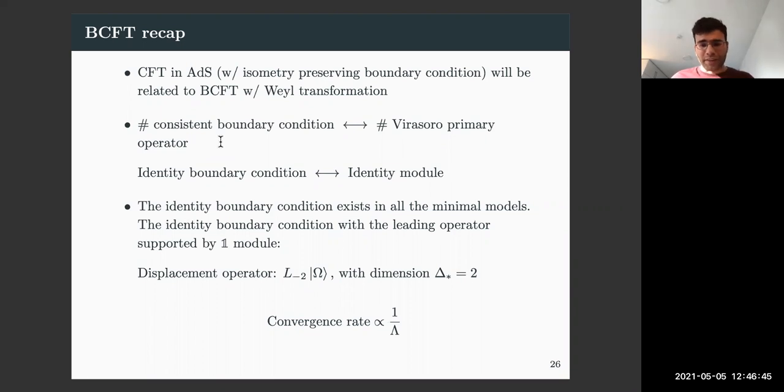The first operator that shows up on the boundary is L_{-2}, the displacement operator, and its dimension is delta star equal to 2. That gives us the universal convergence rate for all of these deformations of conformal field theories. As I told you, the convergence is 1 over lambda to the delta star minus 1, and here delta star is equal to 2, so the convergence is always 1 over lambda.